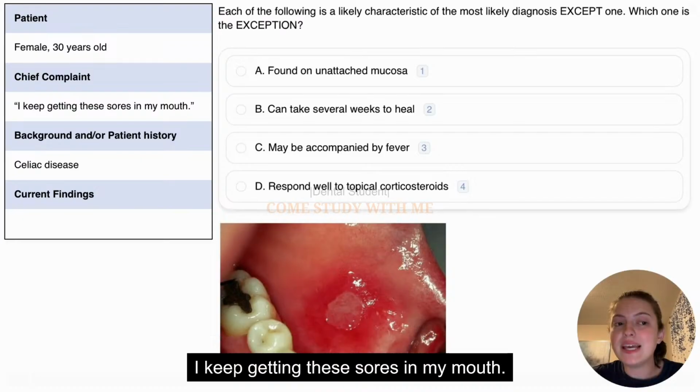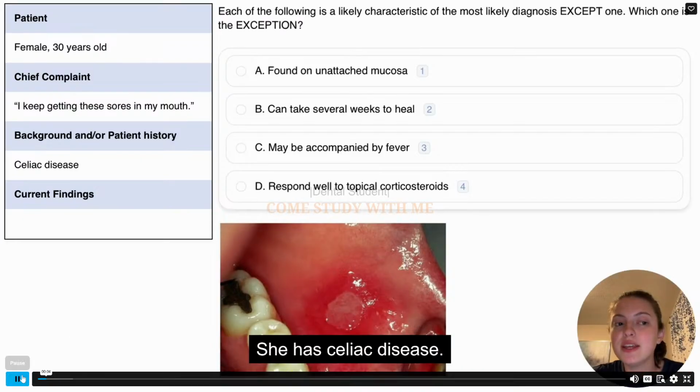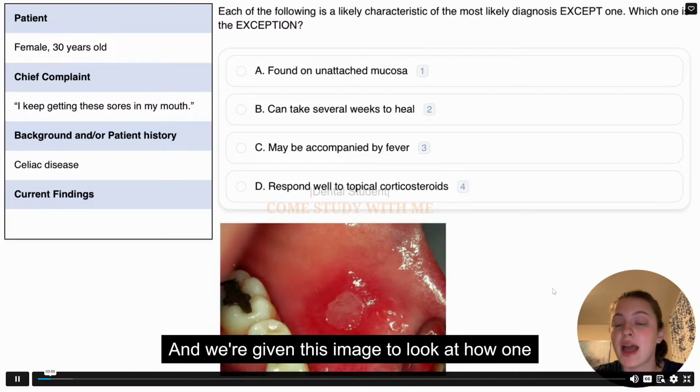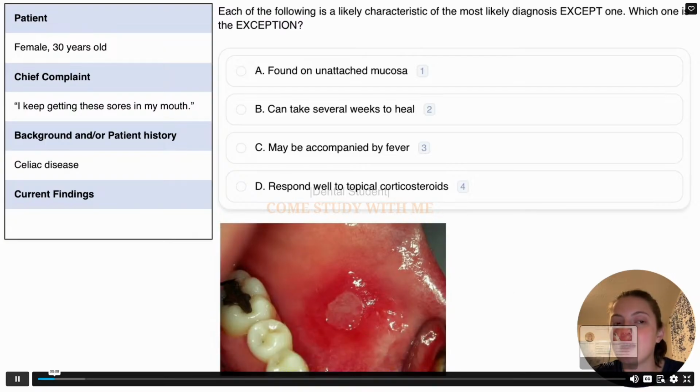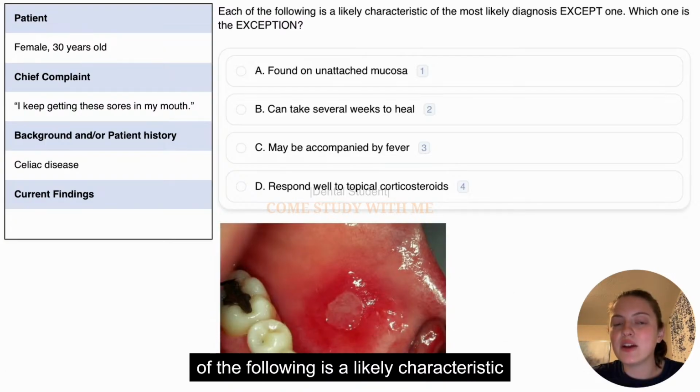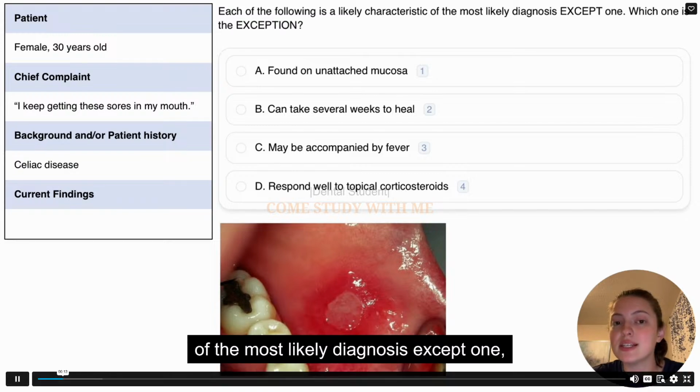30-year-old female who says, "I keep getting these sores in my mouth." She has celiac disease, and we're given this image to look at how one of these sores is presenting. And we're asked, each of the following is a likely characteristic of the most likely diagnosis except one. Which one is the exception?